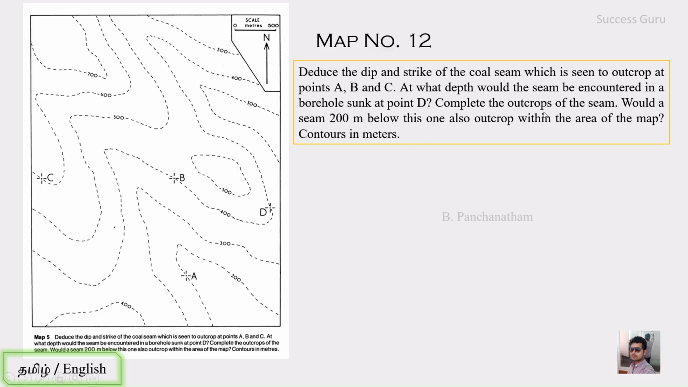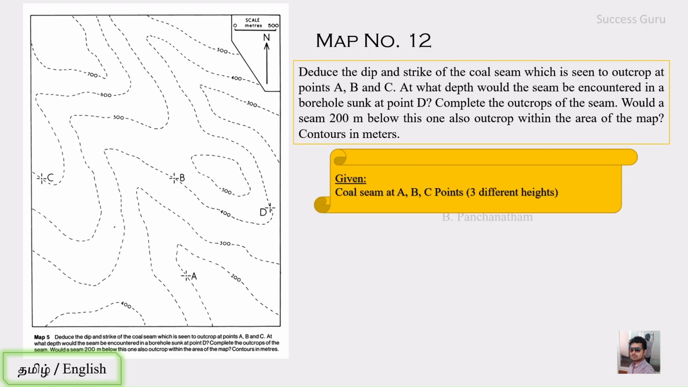Complete the outcrop of the seam. So we have to complete the outcrop, how it traces all along. Would a seam 200 meters below this one also outcrop within the area of the map? So we have to answer whether, if there is a coal seam below this particular outcrop, say at a depth of 200 meters, it will appear in the map or not. And all the contours are in meters, that is the unit of the contour values. This is what is given in the question.